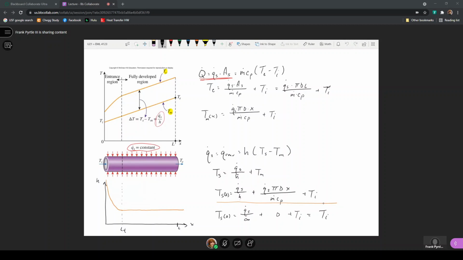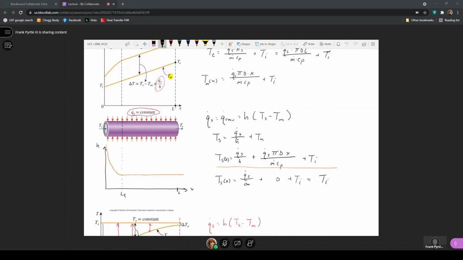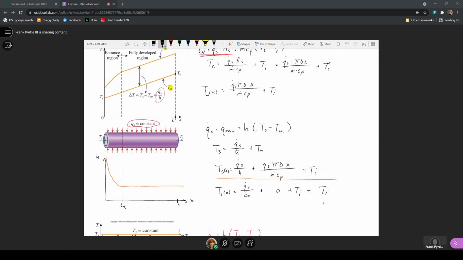And at the end of the entrance region, the variation of the temperature of the surface will be the same as the rate of variation of the temperature of the fluid. So there's a parallel line, or a distance between the two lines, such that they travel parallel once we're in the fully developed, that's actually thermally fully developed region. So for a constant surface heat flux applied, the surface temperature will vary.